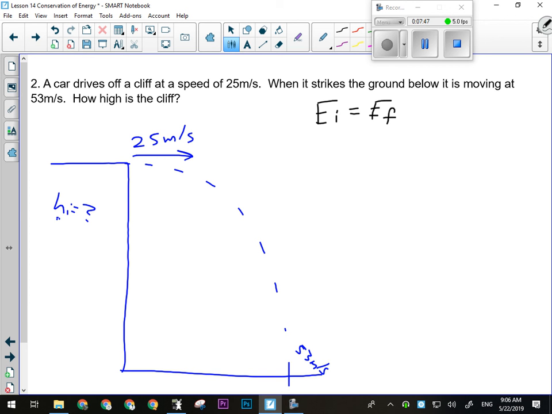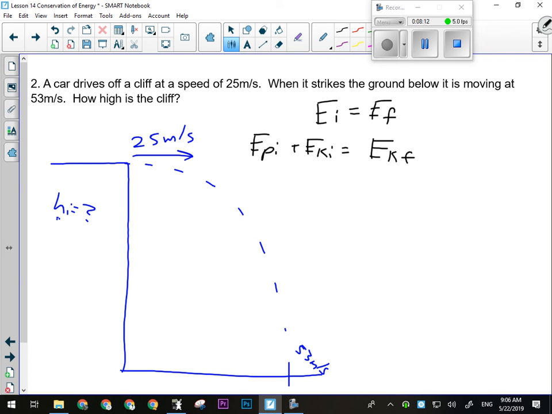Okay, and we have a final kinetic energy, but do we have any final potential? How high is the ground? 0. All right, so what we have is essentially this situation. Initial potential plus initial kinetic equals final kinetic. There isn't any final potential. All right, so we can eliminate that right off the bat.